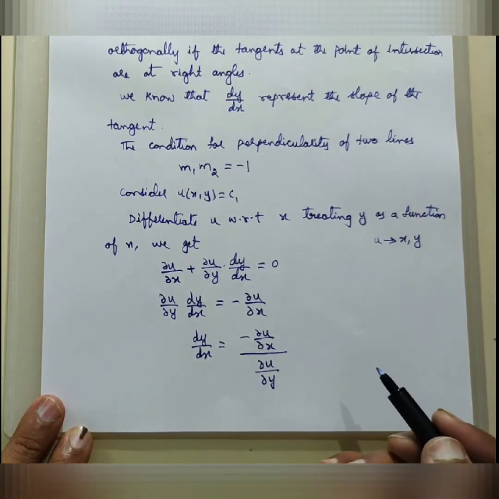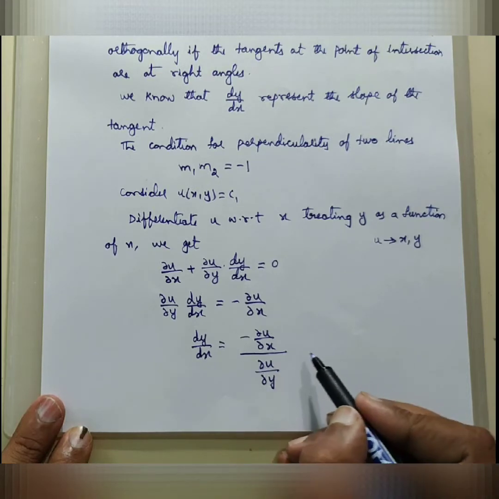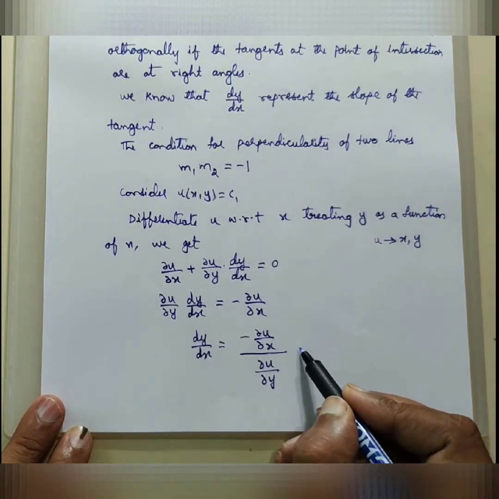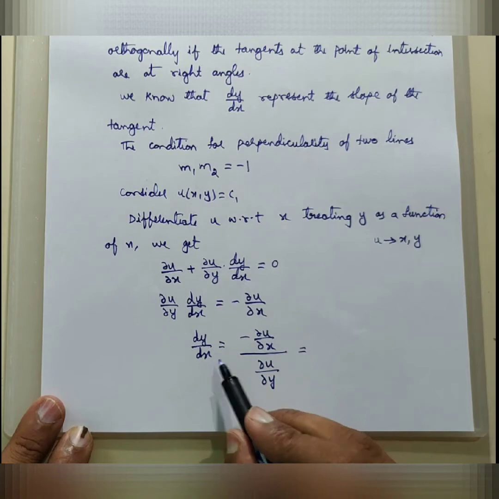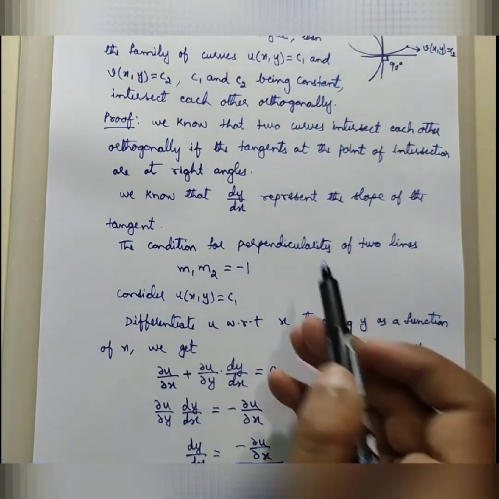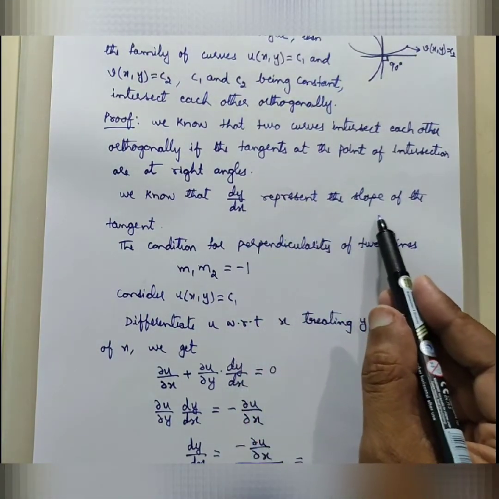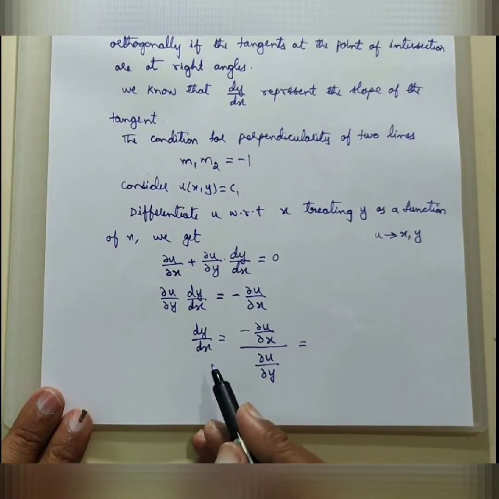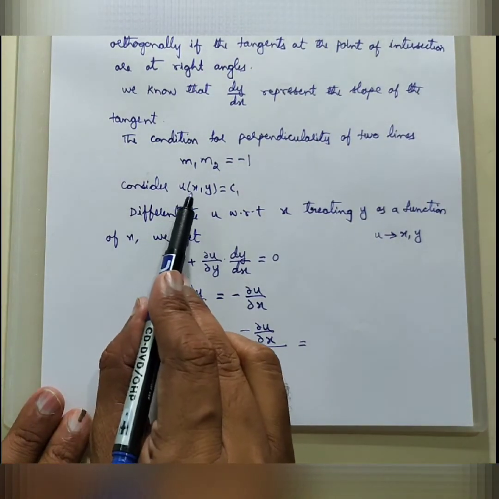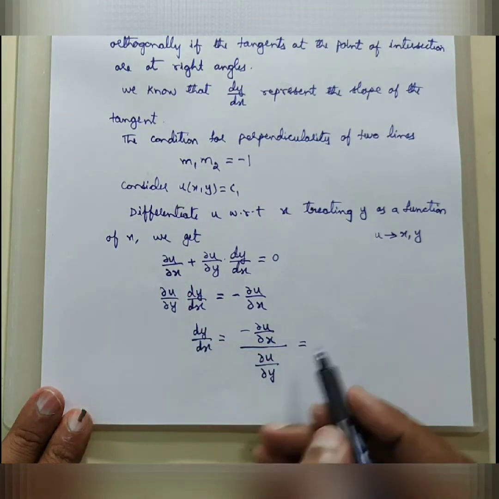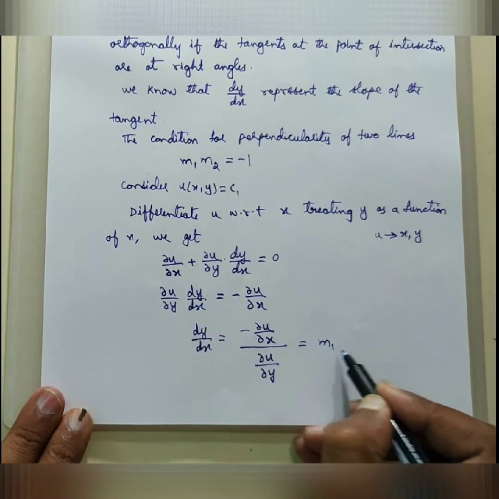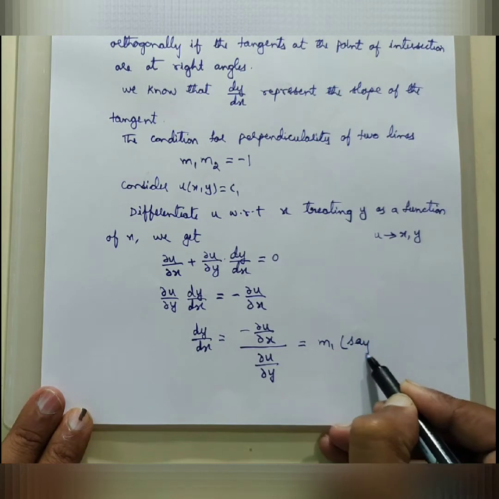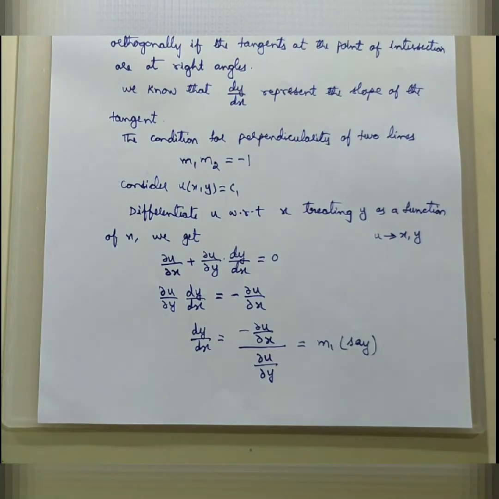Right? So this particular expression, suppose I take this value to be the slope, because I already told you this dy by dx represents the slope. So what I have calculated here is nothing but the slope of the curve u. Let me take the slope of the first curve to be m1. So for the curve u, I have evaluated the slope m1.